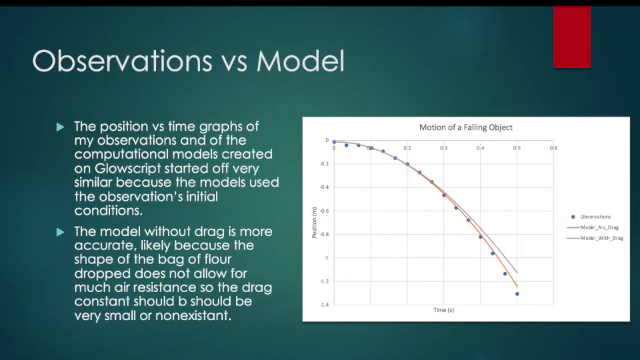Now we're going to compare the observations versus both models. Here the observations are the dotted points. The orange line is the model with no drag, and the gray line is the model with drag. As we can see, the model without drag is more accurate, I believe because of the shape of the bag of flour that I used. It does not allow for much air resistance, so the drag constant should be very small to non-existent. Therefore, the model with drag would underpredict the motion because it would make the downward force smaller.